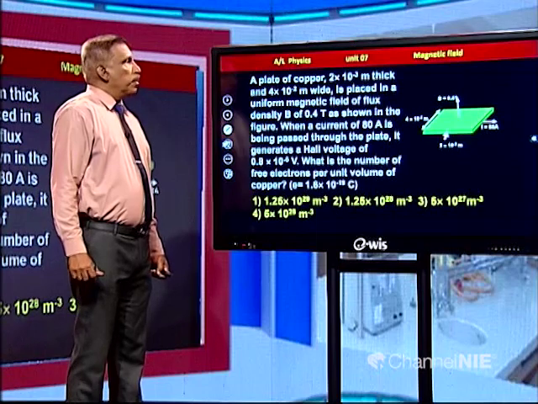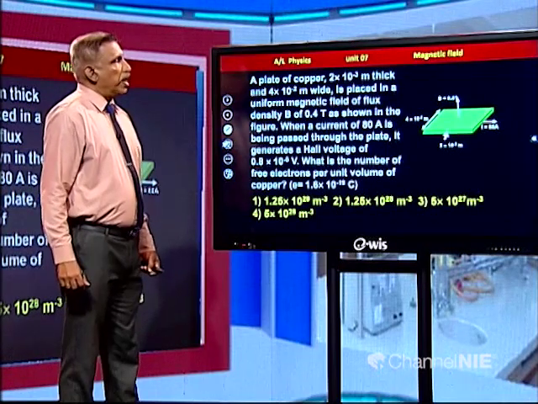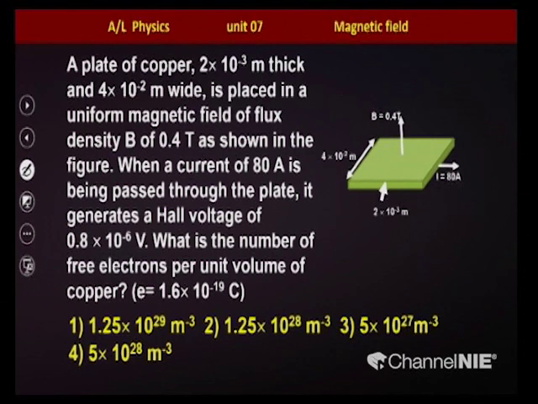A plate of copper 2 × 10⁻³ meter thick and 4 × 10⁻² meter wide is placed in a uniform magnetic field of flux density B of 0.4 Tesla, as shown in the figure. When a current of 80 ampere is passed through the plate, it generates a Hall voltage of 0.8 × 10⁻⁶ volt. What is the number of free electrons per unit volume of copper?